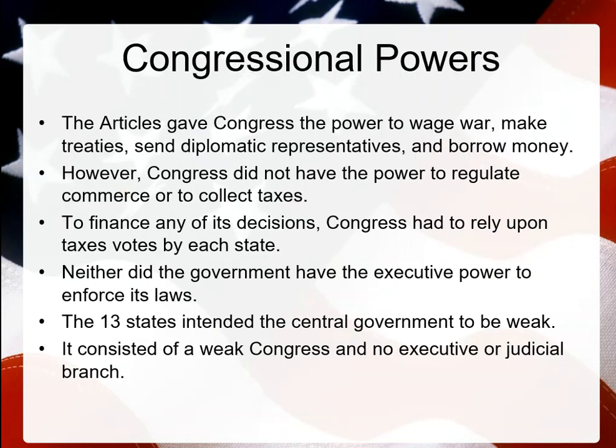Congressional powers. The articles gave Congress the power to wage war, make treaties, send diplomatic representatives, and borrow money. However, Congress did not have the power to regulate commerce or to collect taxes. To finance any of its decisions, Congress had to rely upon taxes voted by each state. So for Congress to collect money, they had to get permission from each state, which is problematic. Neither did the government have the executive power to enforce its laws. So the 13 states intended the central government to be weak. It consisted of a weak Congress and no executive or judicial branch.